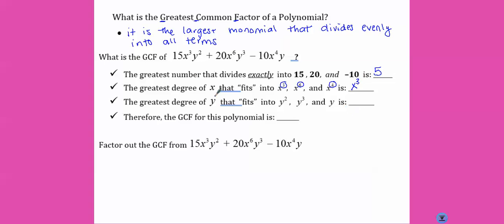What's the greatest degree of y that fits into y squared, y cubed, and y? That would just be y. So basically you're looking for the lowest exponent for them. Therefore, the GCF is 5x cubed y.